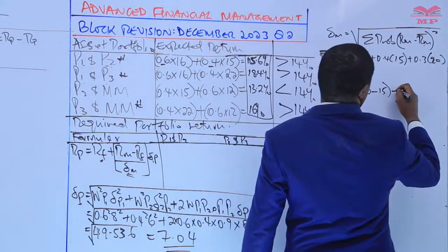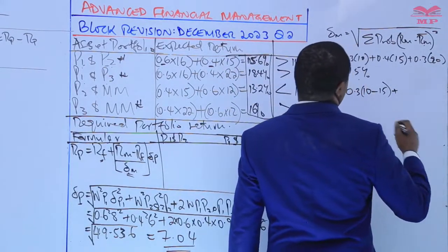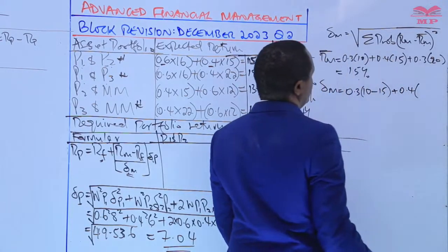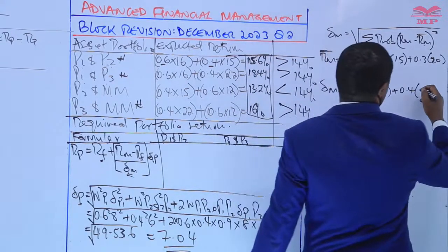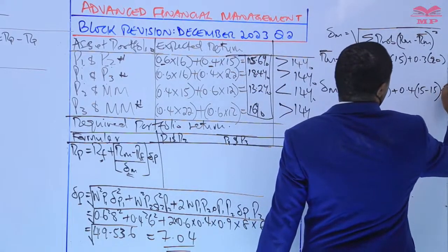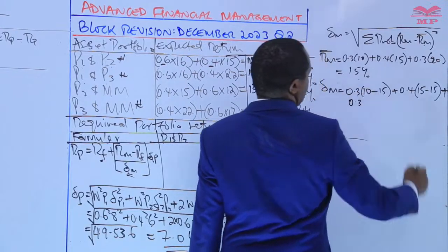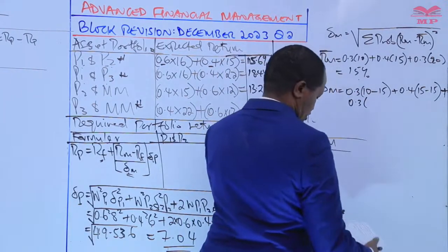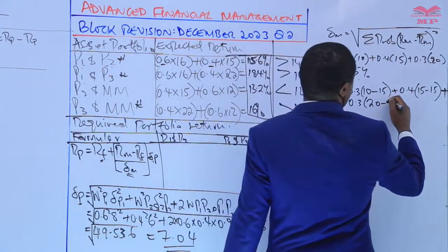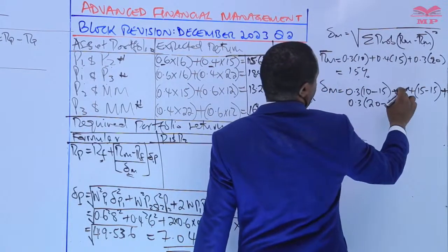Then we add. The next probability is 40%, which is 0.4, into the return, which is 15%, 15 minus 15, plus the last probability, 0.3, into the actual. The last one is 20. It's 20 minus expected 15. So this is the summation we are adding.